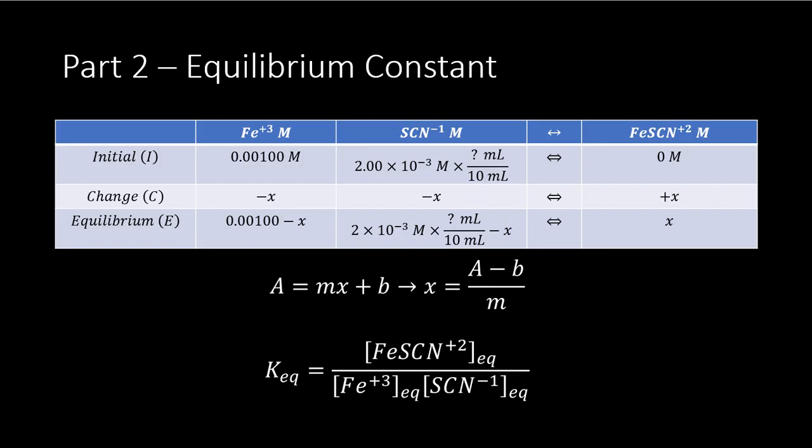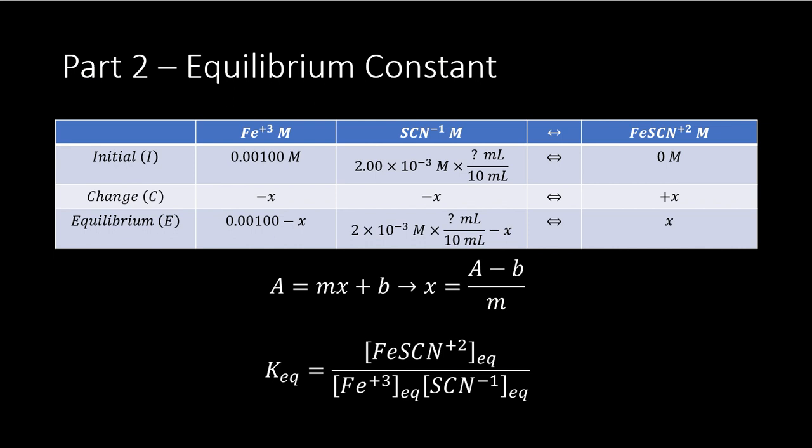What we're going to end up with is, for each of our solutions, the initial concentration of iron is going to be 0.001 molar. The initial concentration of thiocyanate is going to depend on how many milliliters we take from that 2 times 10 to the negative third molar stock solution. Whatever we do, multiply those two numbers and divide by 10. That's the concentration value that goes there. And at the very moment that we first have these two in solution, there is no iron thiocyanate complex formed yet. So initially its concentration is 0 molar.